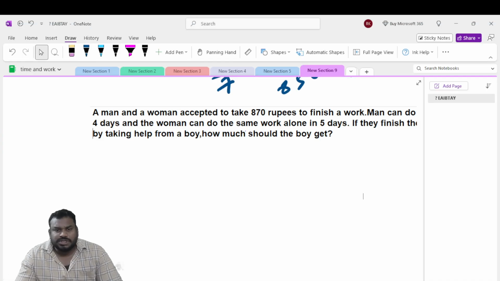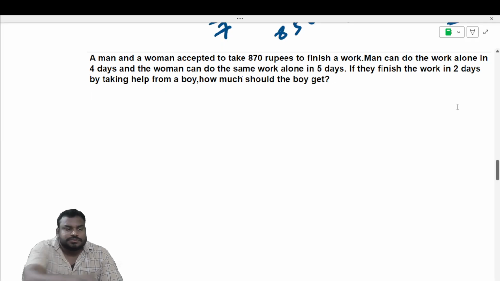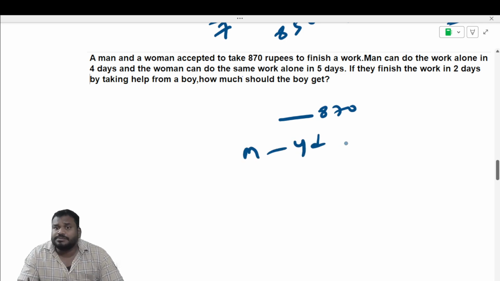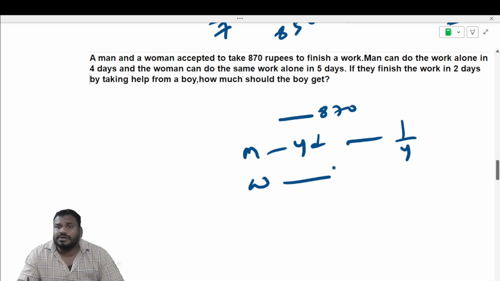So it's a simple question. It is by taking the LCM. See, a man and a woman accepted to take 870 rupees to finish a work. For completing the work, they took 870 rupees. Man can do the work alone in 4 days, so his 1 day capacity is 1/4. Woman can do the work in 5 days alone, so her 1 day capacity is 1/5.